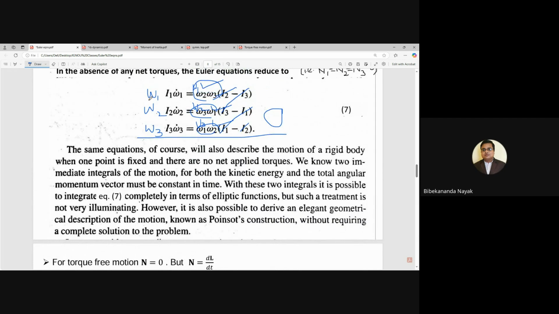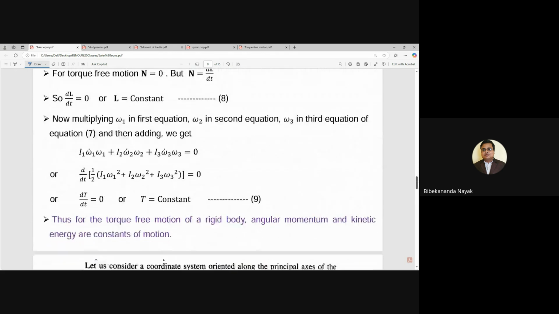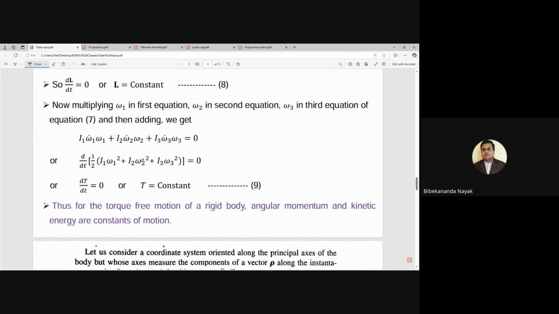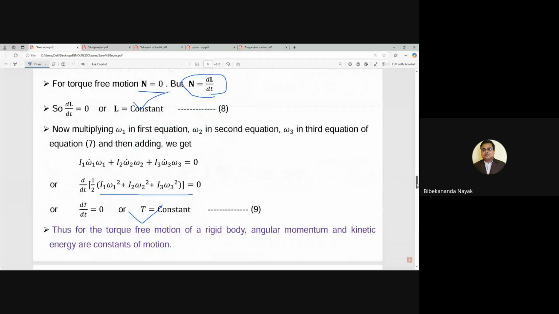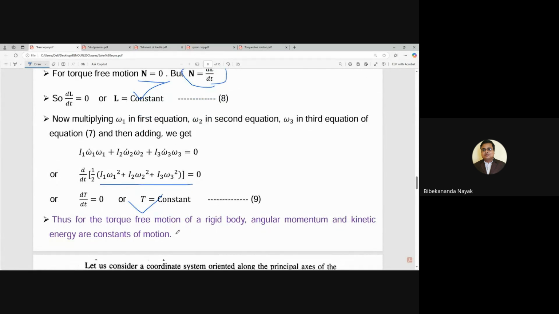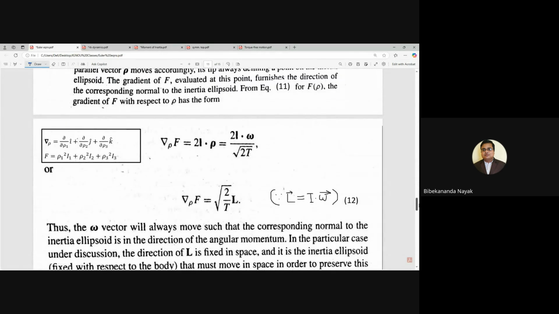But what about the left hand side? I1 omega 1 omega 1 dot. Actually it is the derivative of kinetic energy, which will be 0. So left hand side is actually derivative of this term, kinetic energy, 0. So kinetic energy is constant. Again, torque is 0. Torque 0 means dL by dt is 0, so L is also constant. For torque free motion of a rigid body, angular momentum and kinetic energy are constants of motion. Okay? These things are not needed.